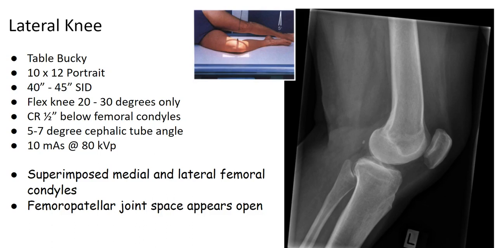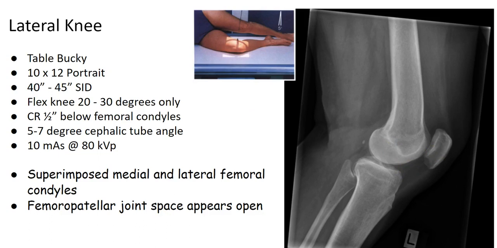A lateral patella projection, interestingly, is different than a lateral knee, and you may find that in your Bontrager if you're doing some reading. A lateral patella projection, you're only flexing 5 to 10 degrees. So just please know that increased knee flexion will pull your patella downward, and we want to avoid that.